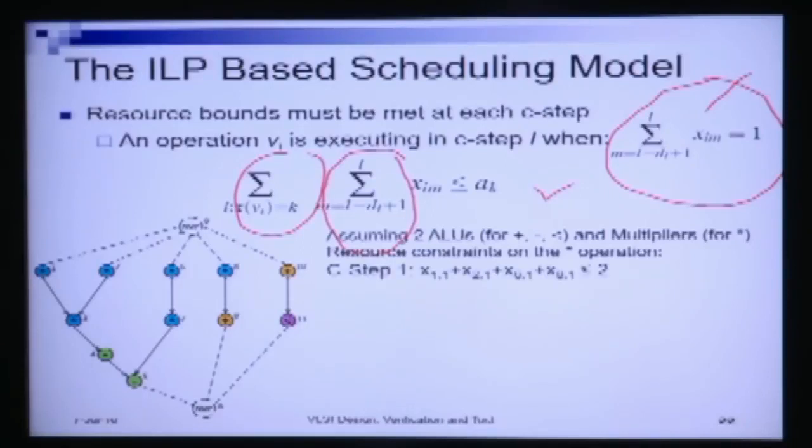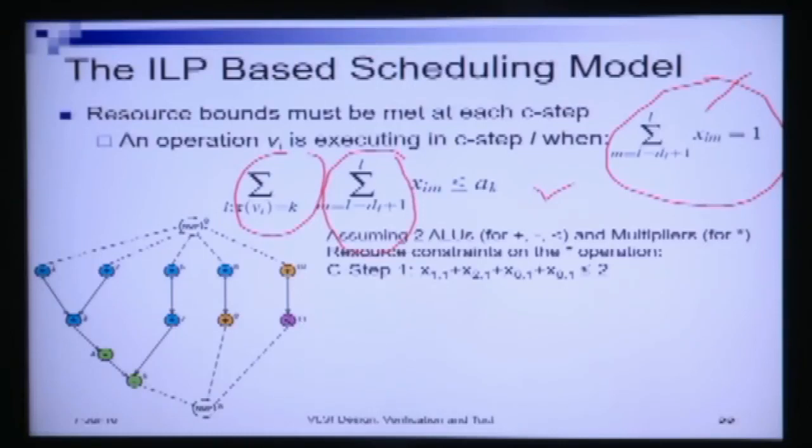So, for the first time step for the multiplication operation, what do we have? We say x11, what are all the possibilities? The first operation has a possibility of being scheduled in time step 1. The second operation also has a possibility of being scheduled in time step 1. The sixth operation has a possibility of being scheduled in time step 1, and the eighth operation also has a possibility of being scheduled in time step 1. There are no other multiplication operations that can possibly be scheduled in time step 1.